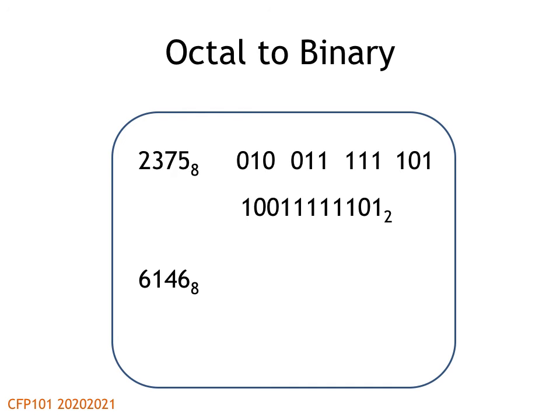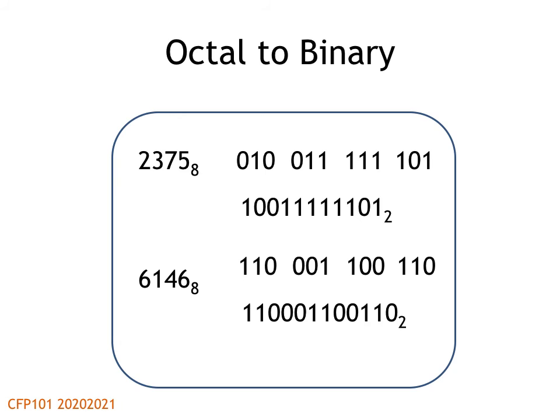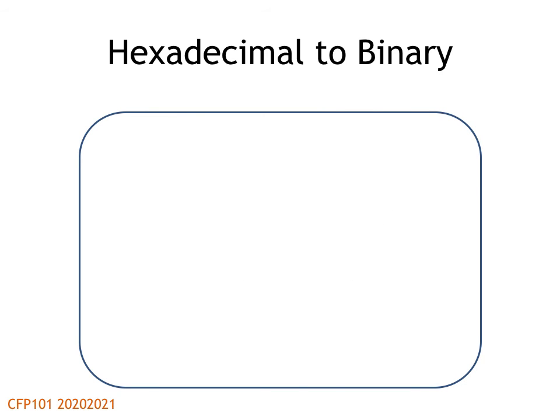Let's have another one. That's 6146 in octal. So 6 is 110. 1 is 001. Again, it's important that at this stage, between bits, you really have to write down the numbers in 3 bits. Okay, now 4 is 100 and 6 is 110. Again, combining all of those, just write them down together. You have 110001100110 in base 2.